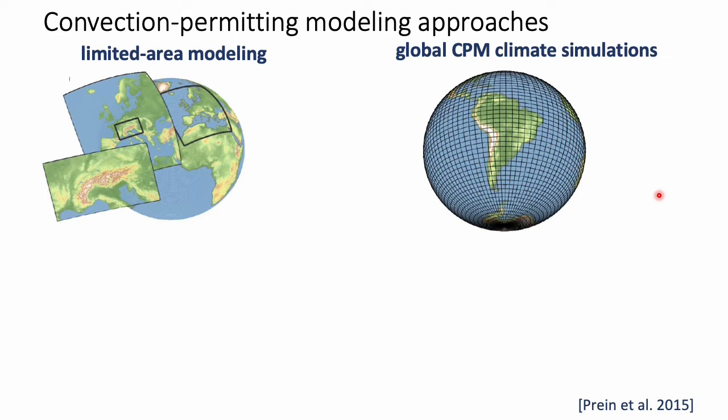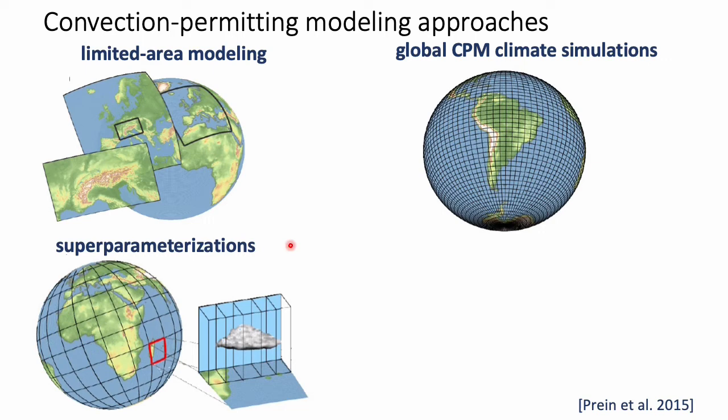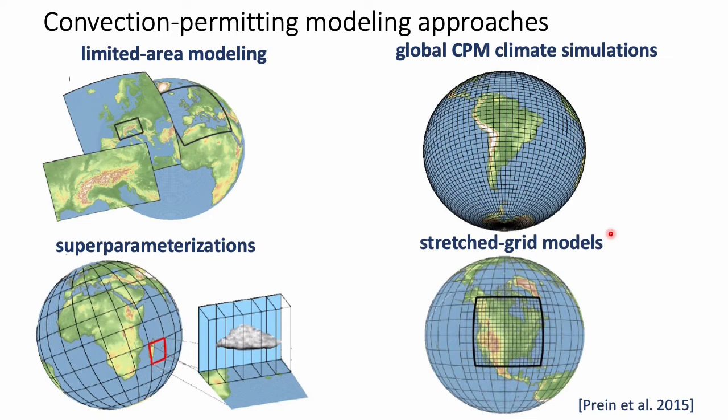An alternative to that is what we call superparametrizations. Basically, you have a coarser resolution global model, in which within each of the grid cells of the coarse resolution model, you nest a cloud model at much higher resolution. So this is basically a hybrid where you have coarse resolution globally, but then a high resolution model running within each of these grid cells. That's way more expensive than traditional deep convection parametrizations, but it's way cheaper than, for example, the global convection permitting simulations themselves.